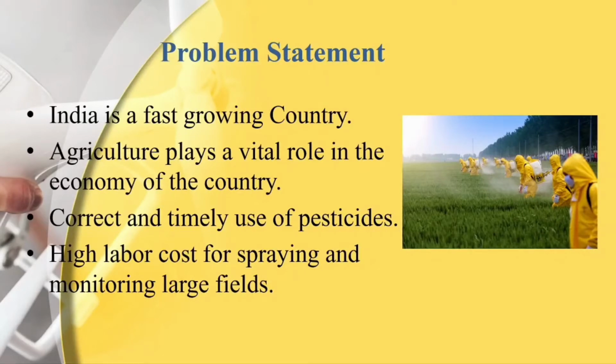Moreover, the time taken to spray the pesticides over the crop manually is very high. It takes around 1 to 2 complete days for 3 to 4 laborers to spray 1 acre of land. And the cost of the labor is also very high. It is around 1500 rupees per day.